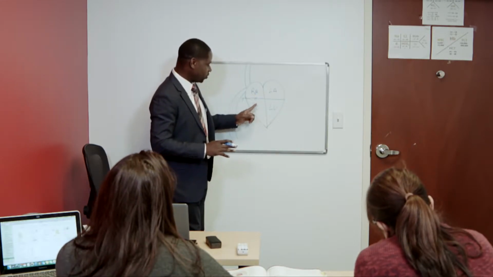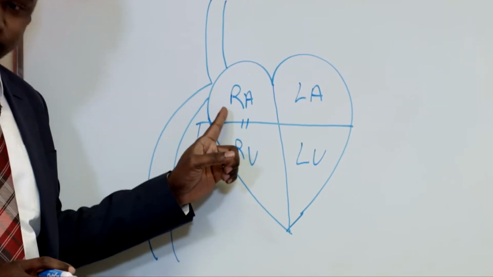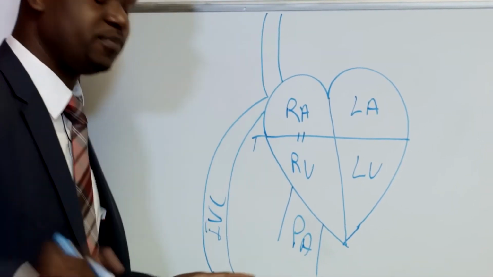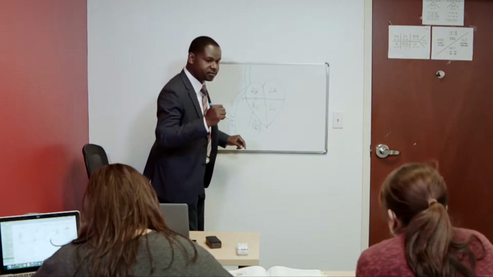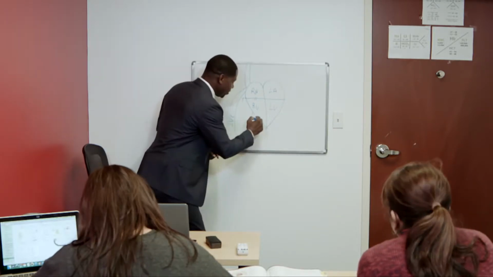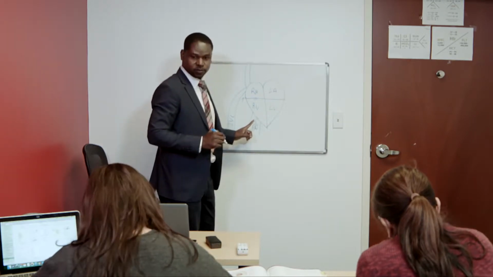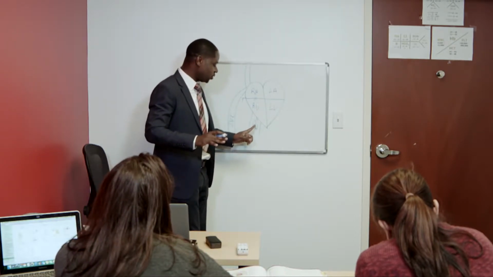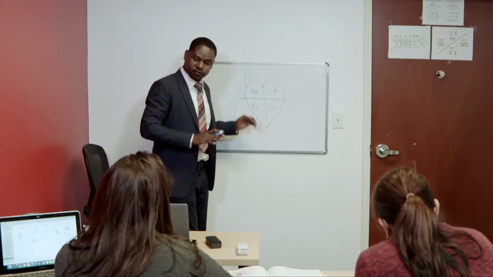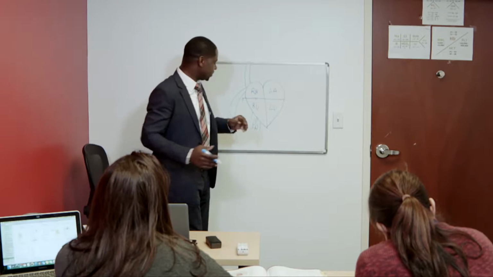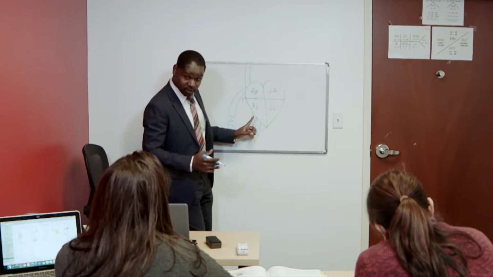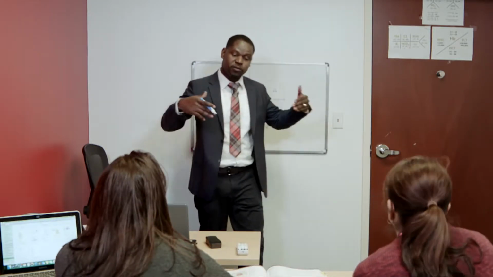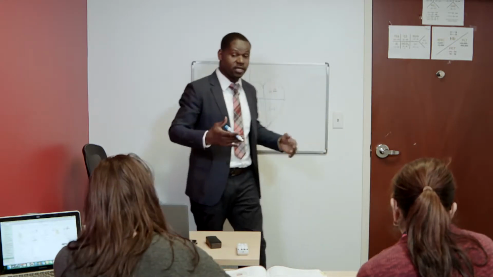Now the blood goes from the right atrium to the right ventricle, the tricuspid valve opens, and the blood keeps going from the right ventricle to the pulmonary artery. But we have another valve here, the pulmonary valve, which is between the right ventricle and the pulmonary artery. From the pulmonary artery, the blood will go where? To the lungs.